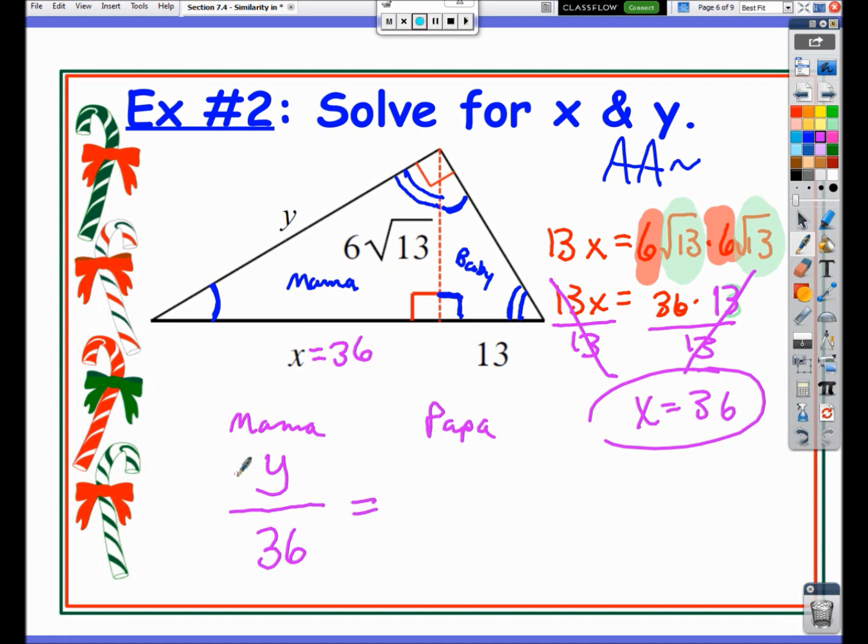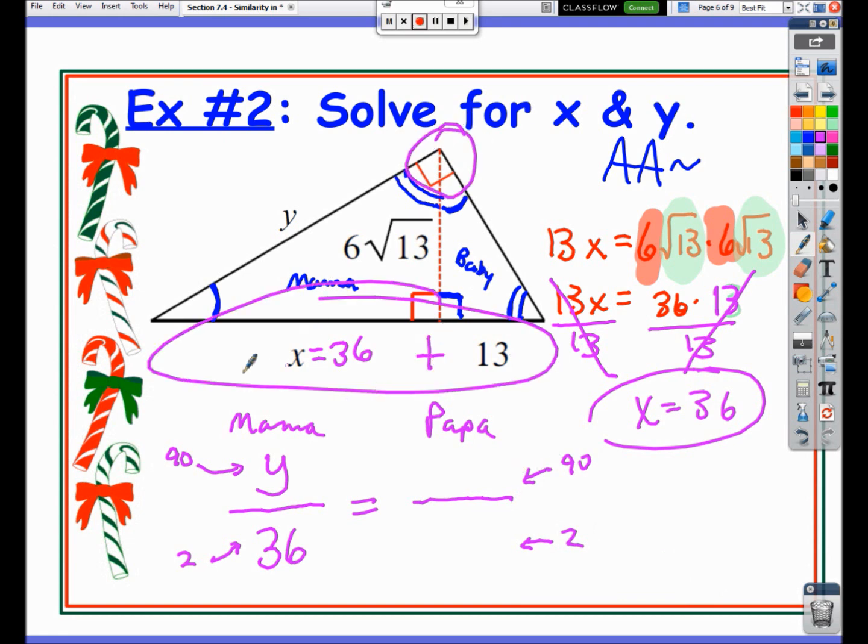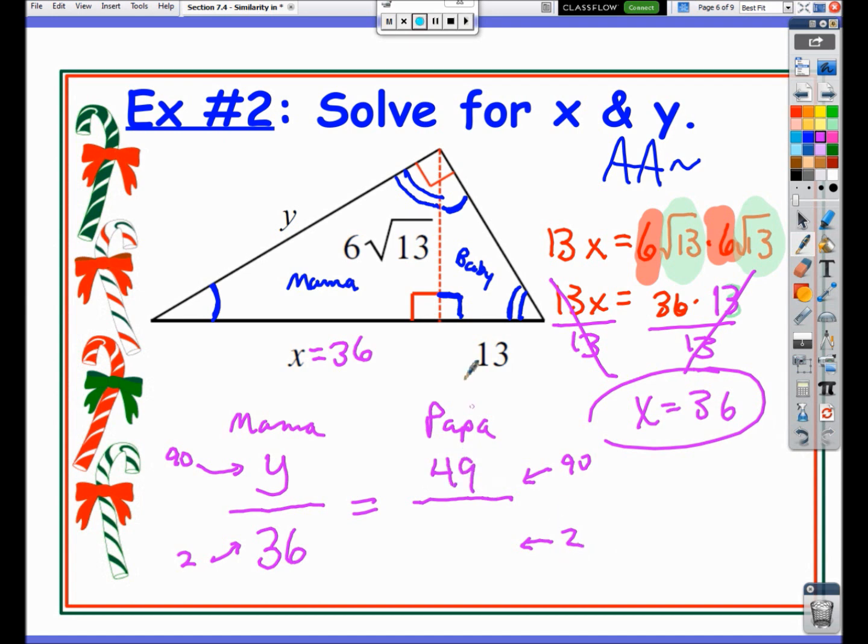And so let's make some notes here. The y in the mama triangle is opposite the 90-degree angle, and the 36 in the mama triangle is opposite the 2 arced angle. So now in the papa triangle, we need to go opposite 90, opposite the 2 arc marks. So opposite 90 in the papa, that's the big hypotenuse, which altogether is 49. And what's opposite the 2 arc mark in papa? Well, here's the 2 arc mark in papa.